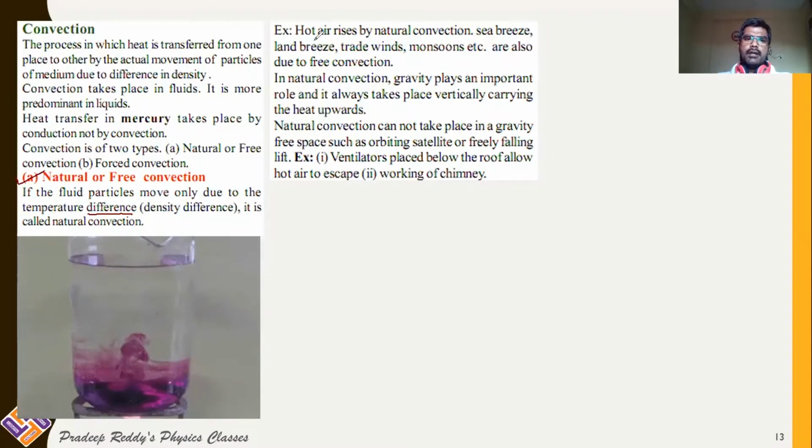And remember, hot air rises by natural convection. Sea breeze, land breeze, trade winds, monsoons, etc. These are all examples of free convection, because of the actual motion of the molecules, heat transfer takes place. In natural convection, gravity plays a major role.